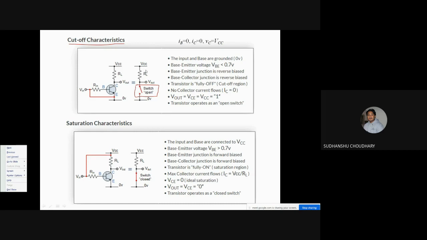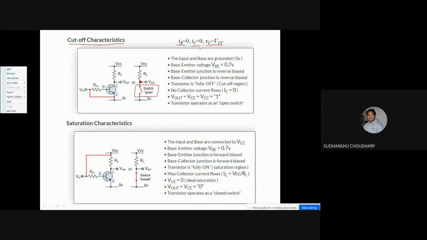Okay. So in this condition, the base current is 0, the collector current is also 0, and the collector voltage, which is appearing here, that is the output voltage, is equal to VCC. So the collector voltage is maximum, equal to VCC, when the transistor is cut off, when the base emitter voltage is less than 0.7 volts.